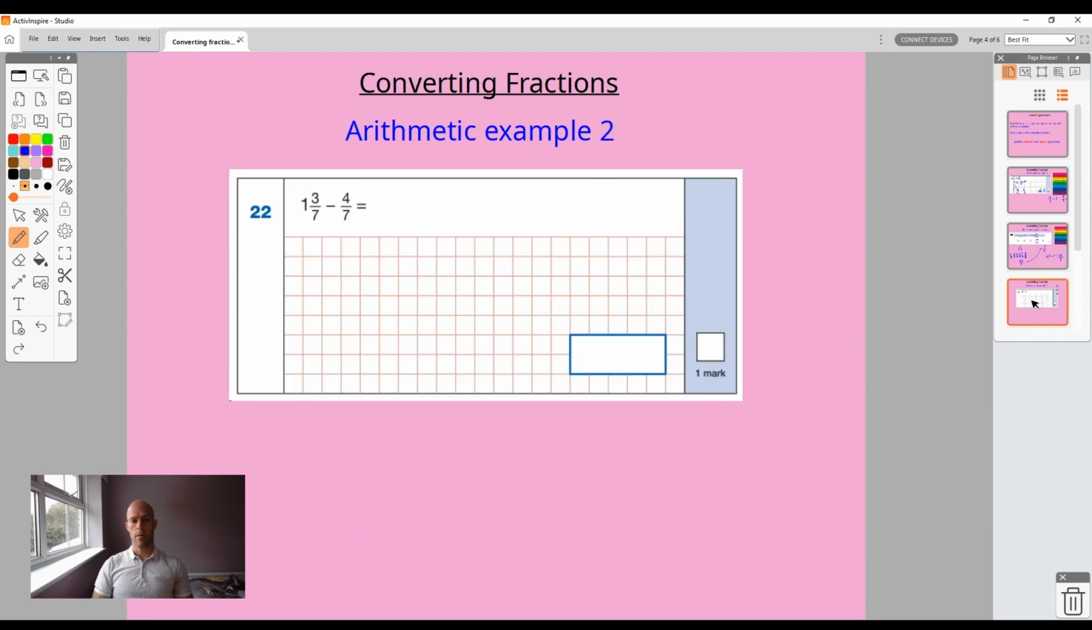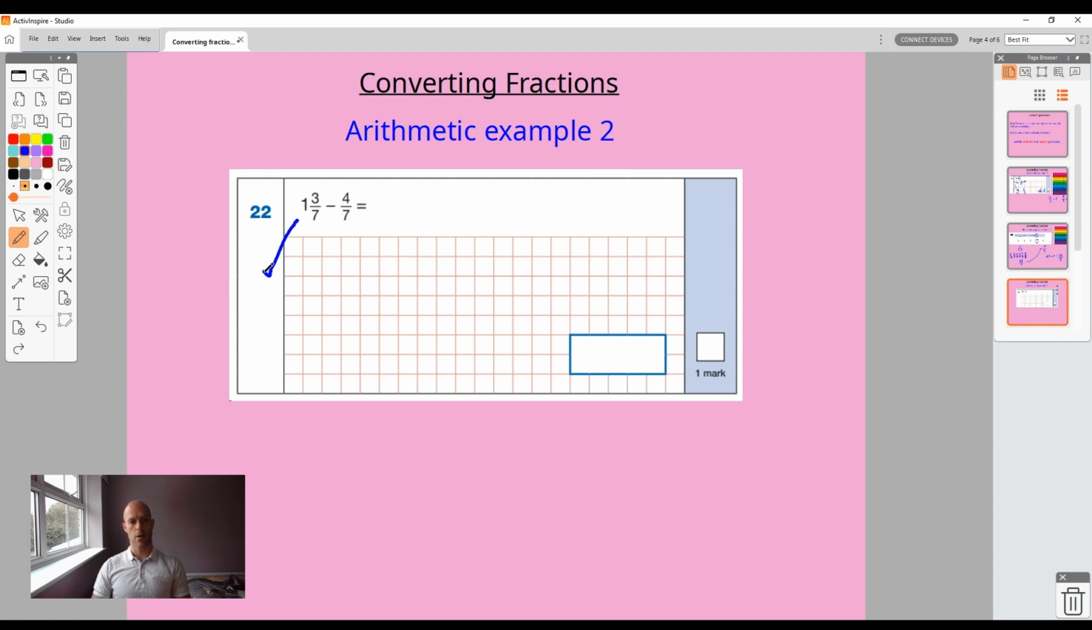Here's an arithmetic example 2. You can look straight away and go, okay, well, step 1 is done for us already, isn't it? Both of these fractions are in sevenths, so we don't need to convert either of them. The denominators are the same. But we've got 3 sevenths here, and we've got to take away 4 sevenths. We don't have enough to do that straight away.